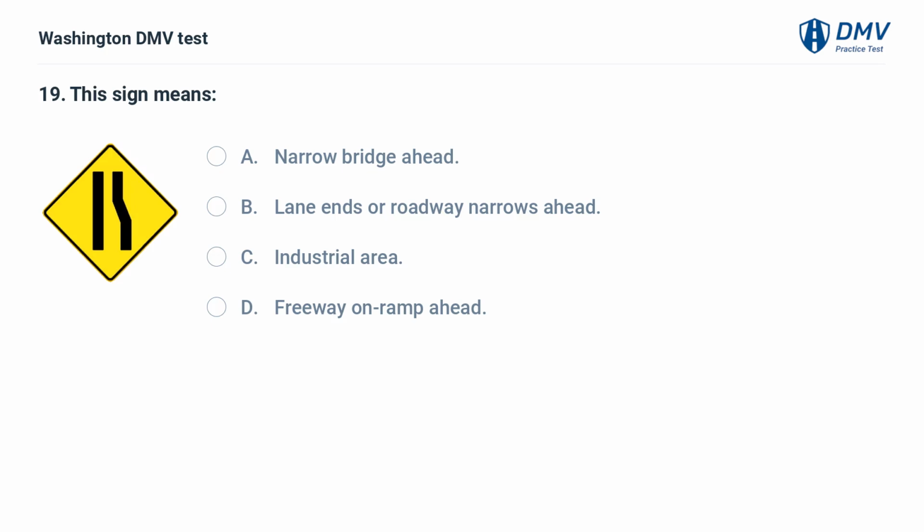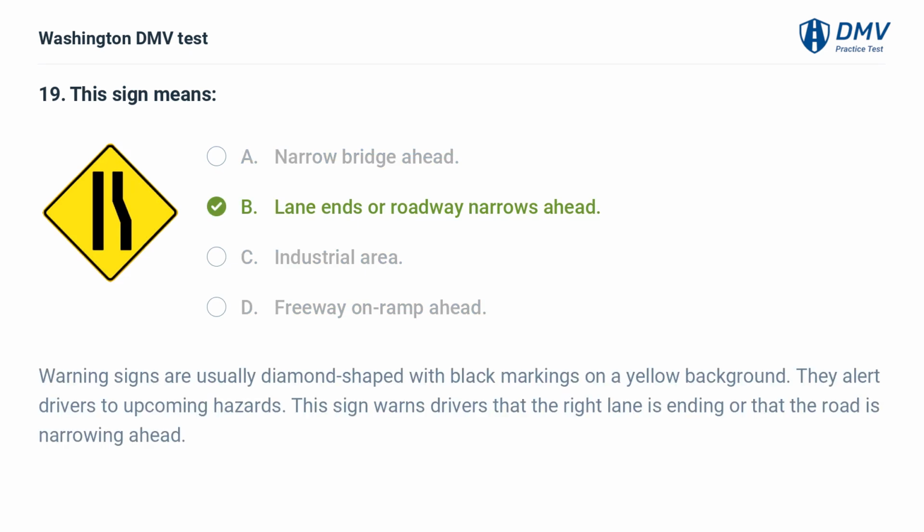This sign means A. Narrow bridge ahead. B. Lane ends or roadway narrows ahead. C. Industrial area. D. Freeway on ramp ahead. B. Lane ends or roadway narrows ahead. Warning signs are usually diamond-shaped with black markings on a yellow background. They alert drivers to upcoming hazards. This sign warns drivers that the right lane is ending or that the road is narrowing ahead.